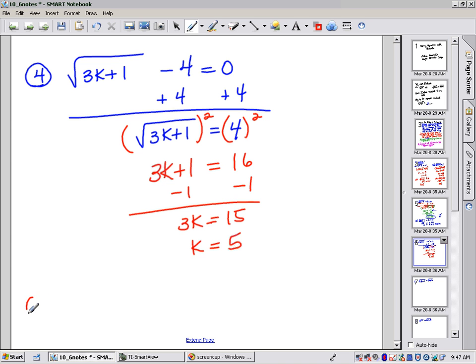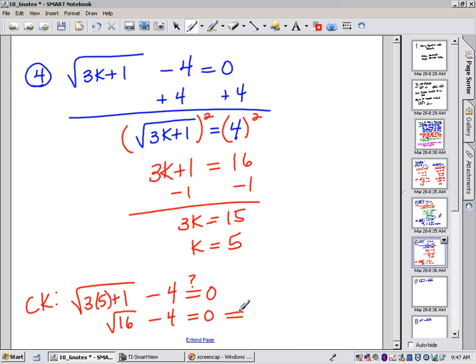Now to check, the square root of 3 times 5 plus 1 minus 4, is that equal to 0? Well, 3 times 5 is 15 plus 1, which is 16. So this is the square root of 16 minus 4. Does that equal 0? And yeah, that's true because that's 4 minus 4, which is 0. So that checks. So the value 5 is the one that works for this equation.